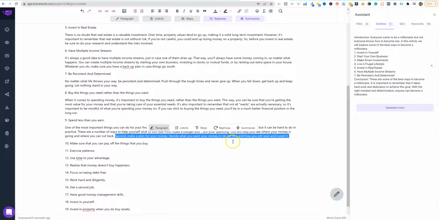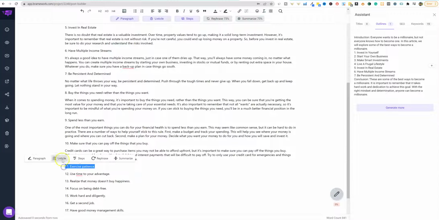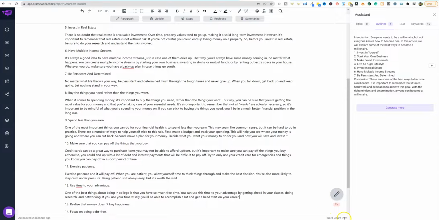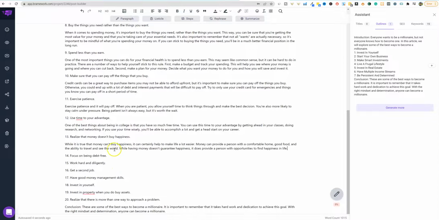And if it takes more than a couple seconds, then you highlighted too much. So we're just going to leave it where it's at for now. I'm just going to keep moving on. Push paragraph here, and push paragraph, and push paragraph. So you can see how fast this is happening. Look at the word count. We're already at 1,000. Highlight number 13, push paragraph. So we're over 1,000 words now.